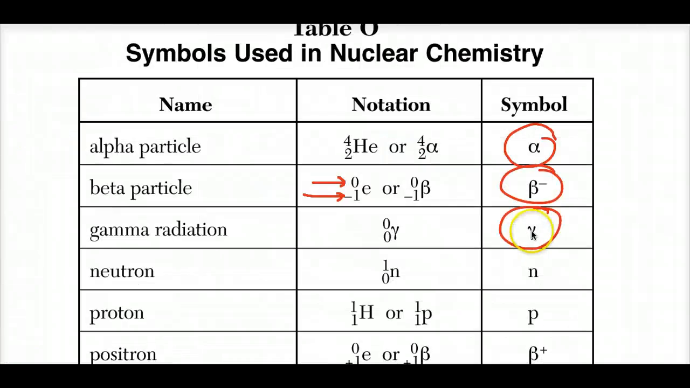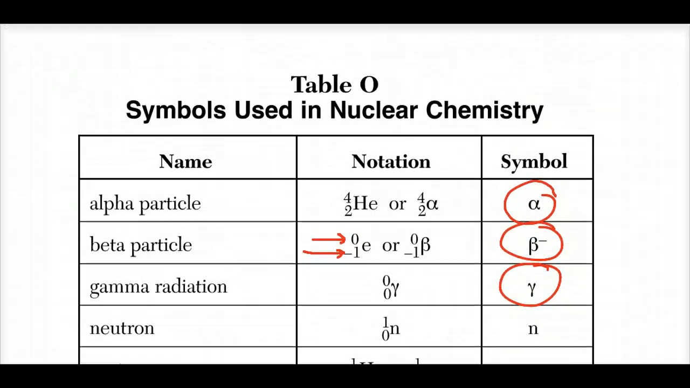Table O. Table O is probably my most favorite of all tables, especially in atomic structure. If you've been with me through many of my videos, people don't use it. They tend to use it only at the end of the year, but it is very helpful to know the difference between a proton, neutron, electron.